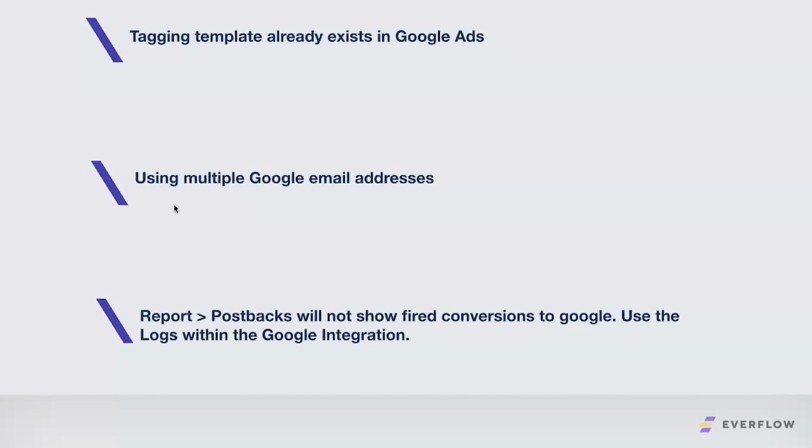All right. Another one is, how does it work if you have different Google email addresses and you want to authenticate different email addresses with your partner account? Essentially, right now, the connection works with one Google account. So as long as you have your one Google email address and authenticate that with your Everflow partner account, multiple campaigns under that email address will be connected and shown to you.